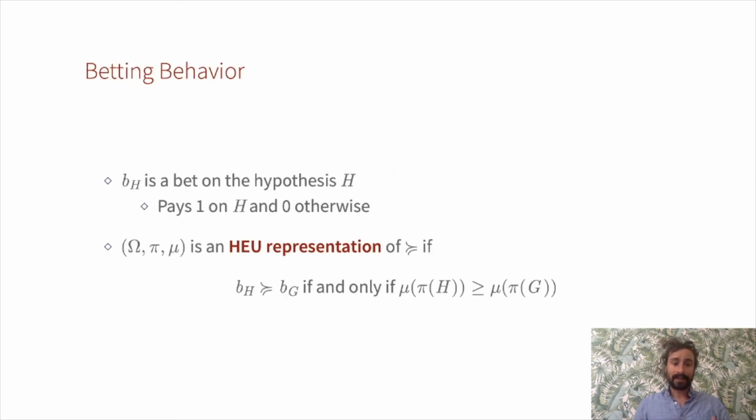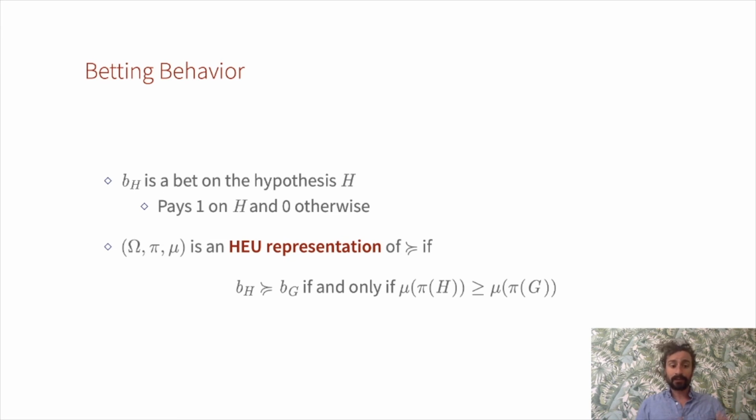So in the paper, I deal with general Anscombe-Aumann acts, but in that case, you have to deal with how you aggregate across different events, and I'm going to ignore that for this talk, but it is there if you're interested. For now, I'm just going to concern myself with bets on hypotheses. So a bet is an indicator function on the hypothesis. It pays 1 utile when H is true and 0 if H is false, right? A bet on H, and it's denoted by B_H.